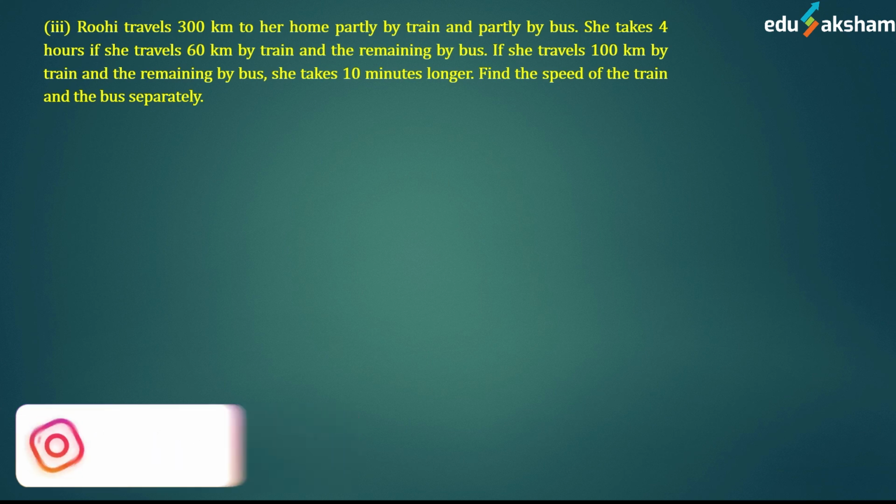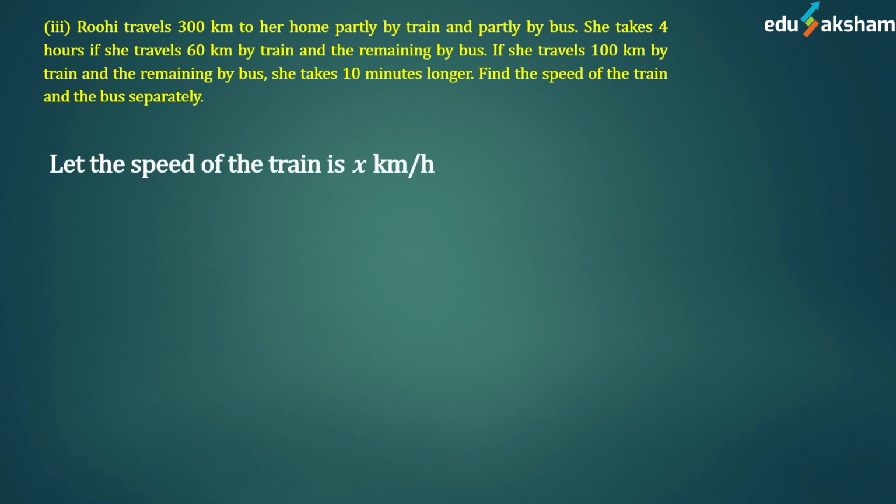इस क्वेश्चन में हम ये मान लेंगे कि स्पीड ऑफ ट्रेन इज x किलोमीटर्स पर आवर एंड द स्पीड ऑफ द बस इज y किलोमीटर्स पर आवर. क्वेश्चन में ये गिवन है कि इफ शी ट्रैवल्स 60 किलोमीटर्स बाय ट्रेन एंड द रिमेनिंग बाय बस, इसका मतलब ये हुआ कि 60 किलोमीटर्स अगर वो ट्रेन से ट्रैवल करती है सो शी विल ट्रैवल 240 किलोमीटर्स बाय बस.